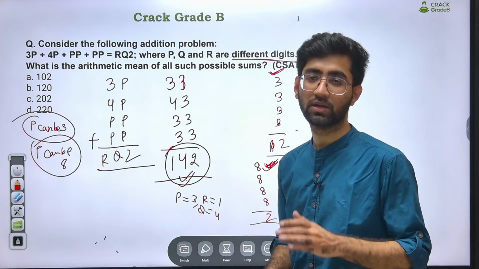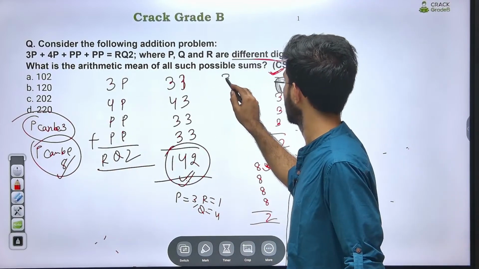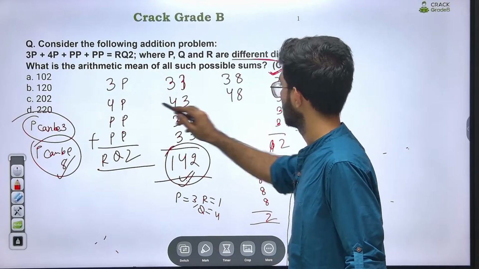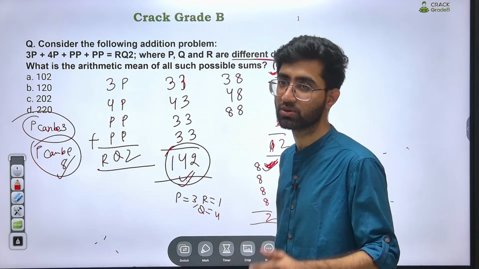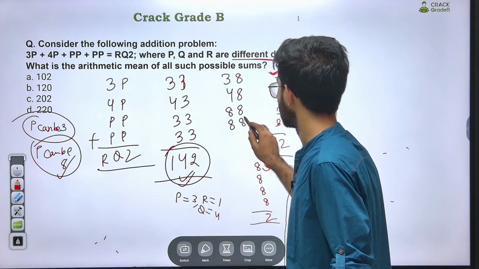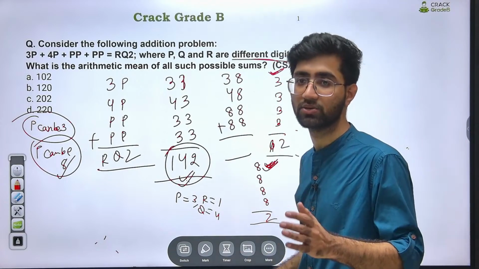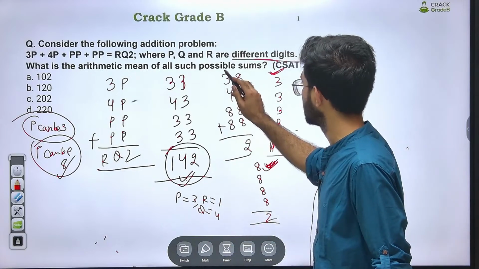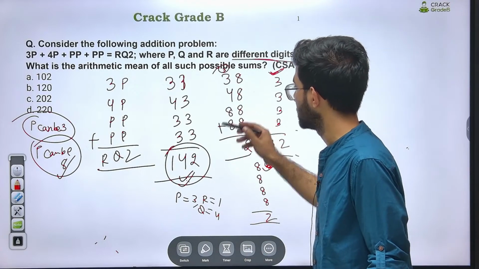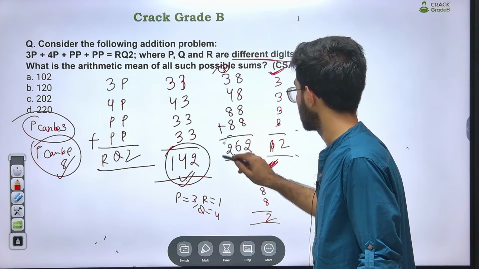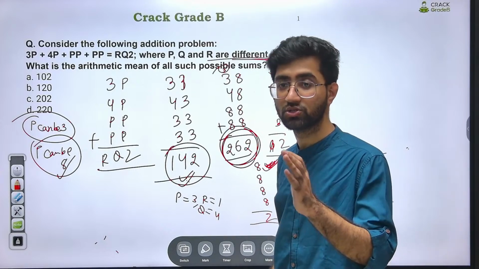Now we will check about P being 8. We have observed that P can be 8, so let us put the value of P as 8. So 38, 48, then 88, 88. Obviously, if you add 8 plus 8 plus 8 plus 8, you will get 32. So you will write 2 here, and carry 3. So 3 plus 3 is 6, 6 plus 4 is 10, 10 plus 8 is 18, 18 plus 8 is 26. Right? Now notice, we have been given that P, Q and R should be different digits.